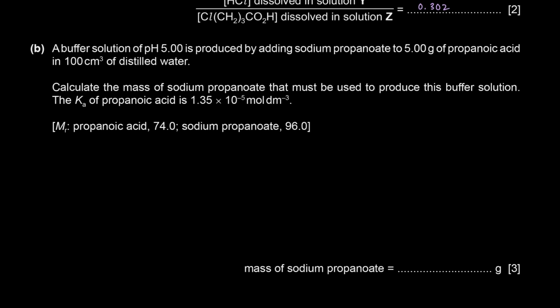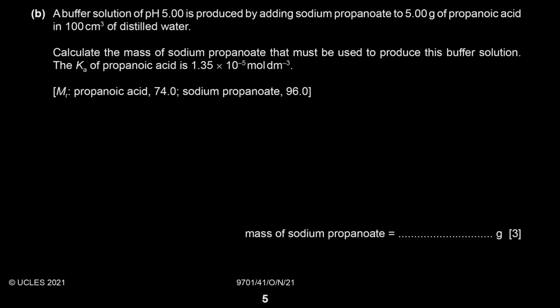Now part B of the question says, a buffer solution of pH 5 is produced by adding sodium propanoate to 5 grams of propanoic acid in 100 cm cube of distilled water. So we want to prepare a buffer solution of pH 5, and we're adding the conjugate base of a weak acid, and we have the weak acid itself. We have 5 grams of propanoic acid and 100 cm cube of distilled water. Calculate the mass of sodium propanoate that must be used to produce this buffer solution. The Ka of propanoic acid is 1.35 times 10 to the power of negative 5 moles per dm cube.